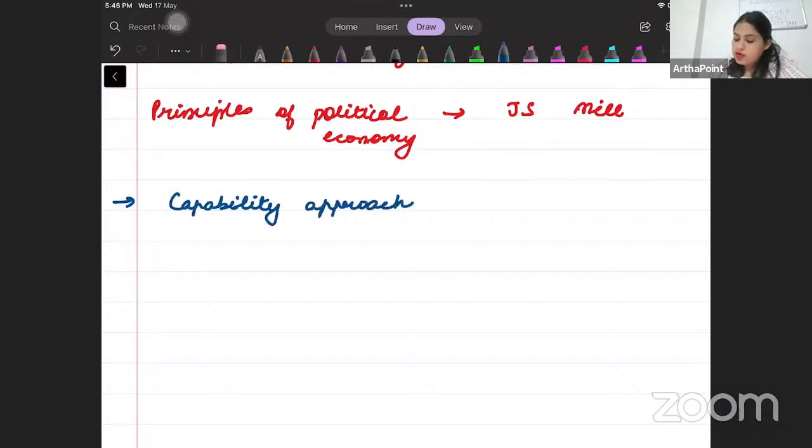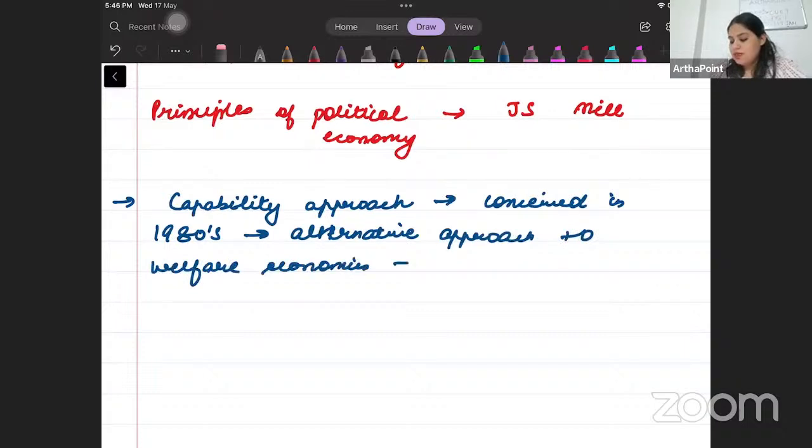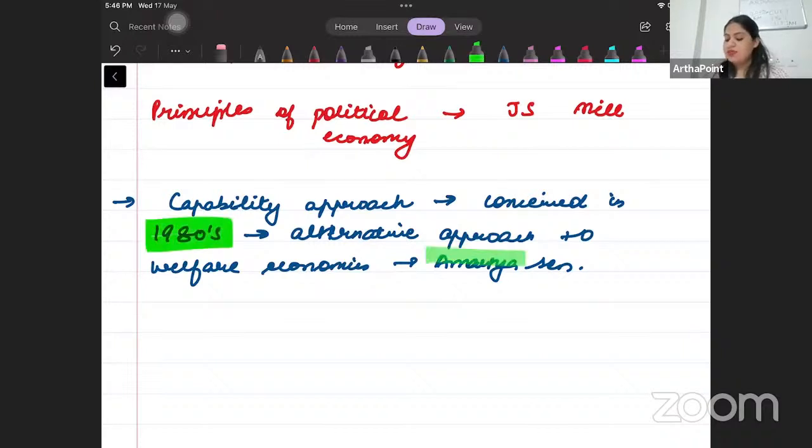This capability approach came in the 1980s. And this was an alternative approach to welfare economics coined by Amartya Sen. So many people will, in CUET it may come as match the following, और उसमें capability approach आ जाएगा. So the capability approach came in 1980s and it was given by Amartya Sen. Right? Okay, beta, write down the next pointer.